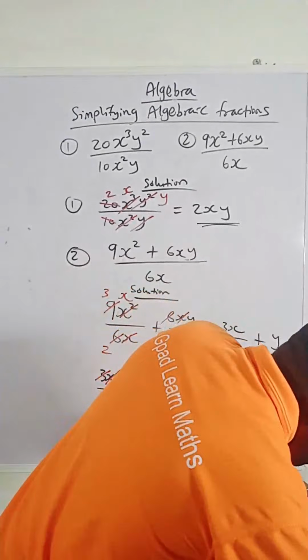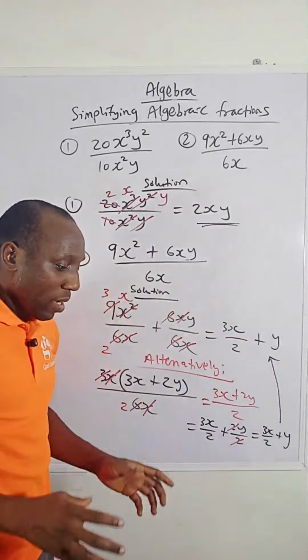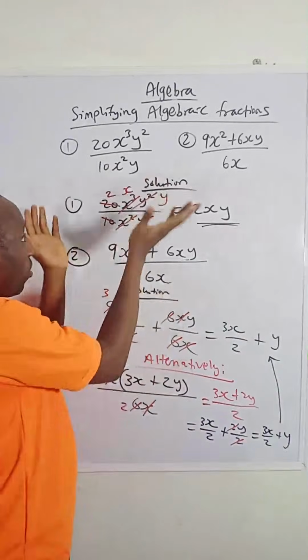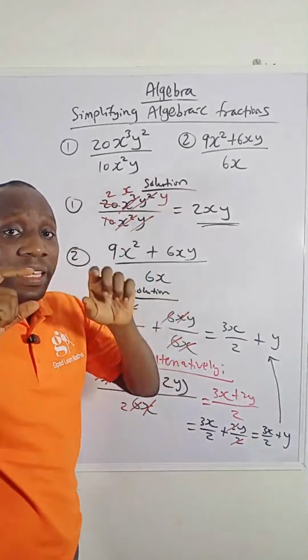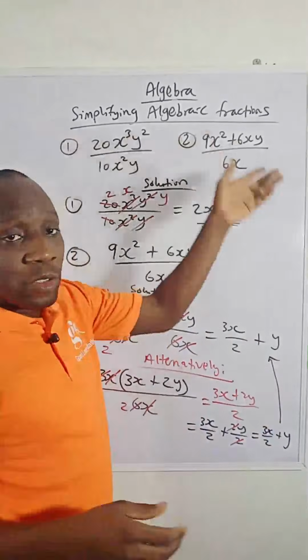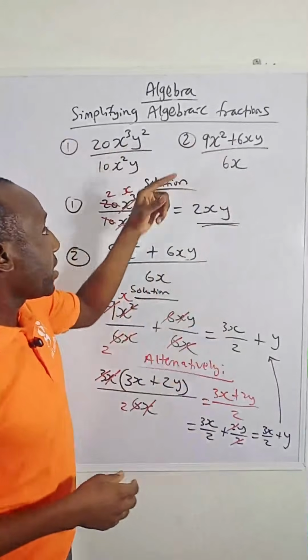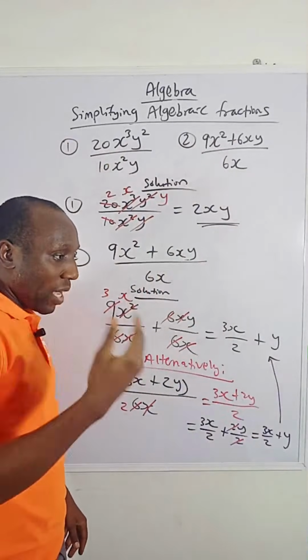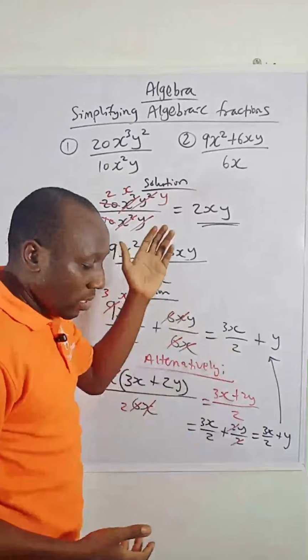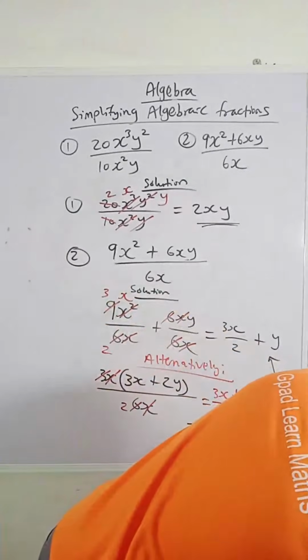Any questions? Any questions? So we want to look at a slightly different question, still on algebraic fractions, but this time around the expressions you have in the numerator and denominator are not as simple as this. They are going to be what you have to factorize. Maybe if it is a quadratic expression, you have to factorize before you can simplify. Don't run away. Stay here and learn.